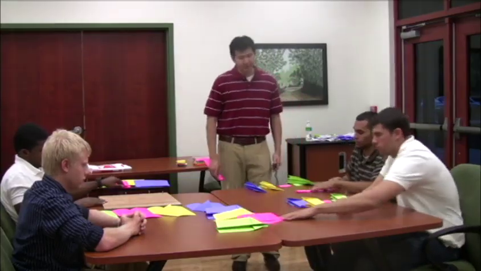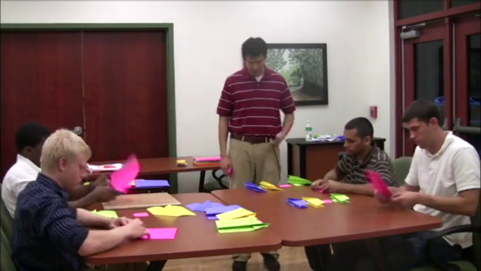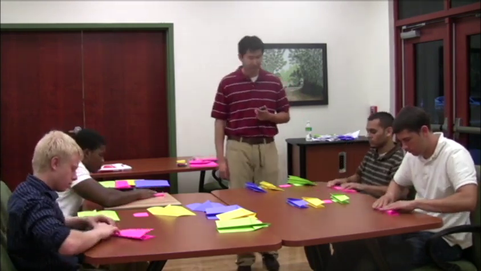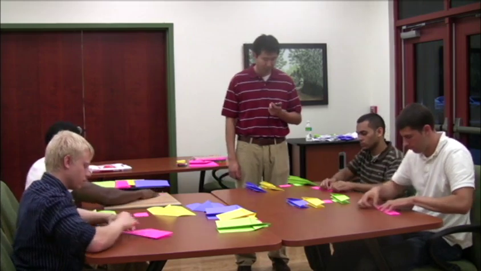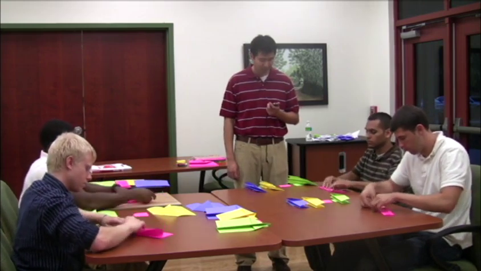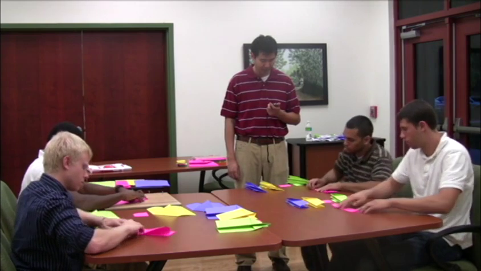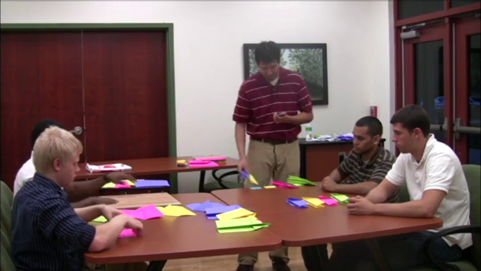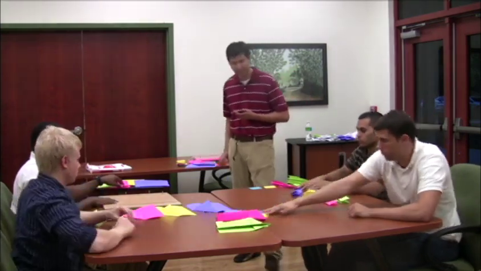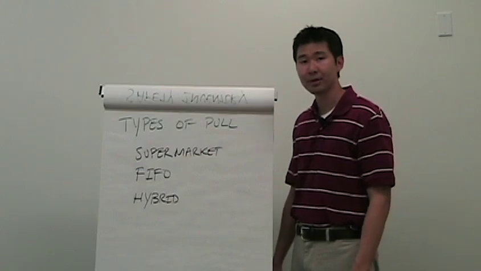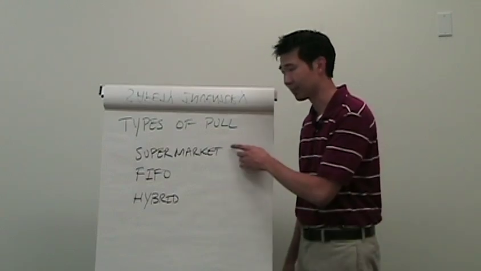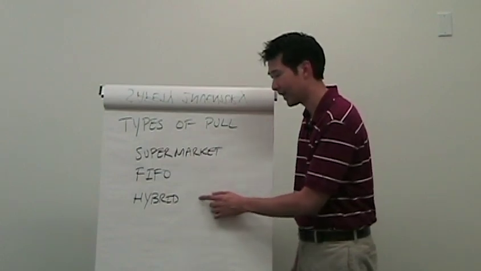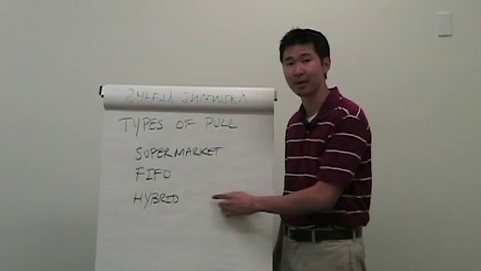Here's an example. Notice how I pull a color plane and the system reacts by replacing just that color. Notice how each worker pulls just that color from the previous workstation. The pace at which workers replace what was pulled is dictated by me, the customer. The system reacts as a whole, and each worker contributes overall to system efficiency rather than individual efficiency you previously saw. So there are three main types of pull systems. First is the supermarket pull. Next is the FIFO, or first in, first out. And last is the hybrid system, which is probably the most popular.